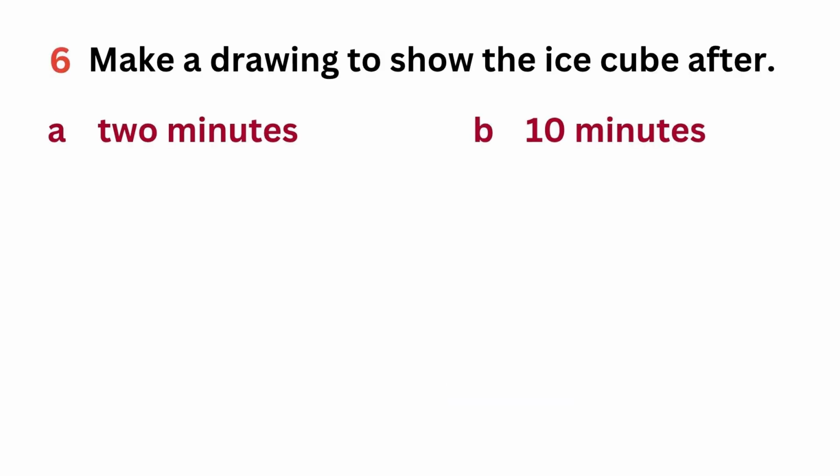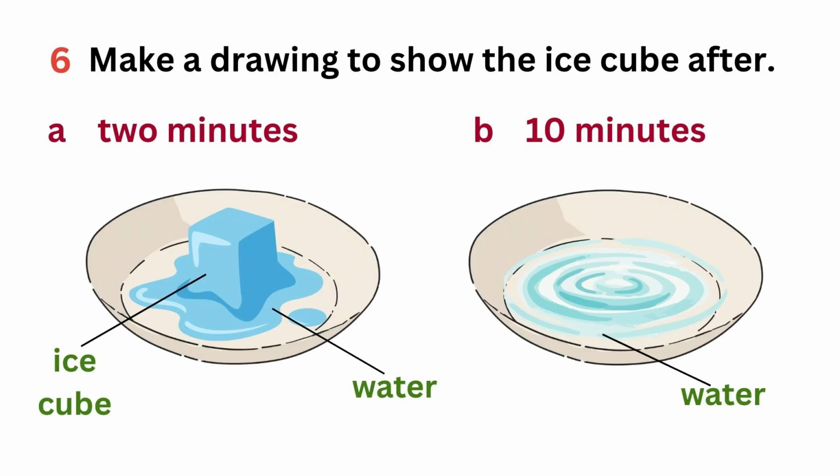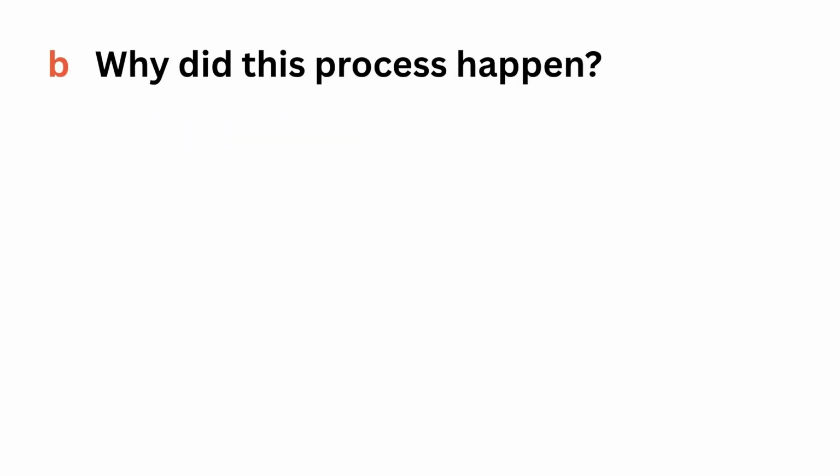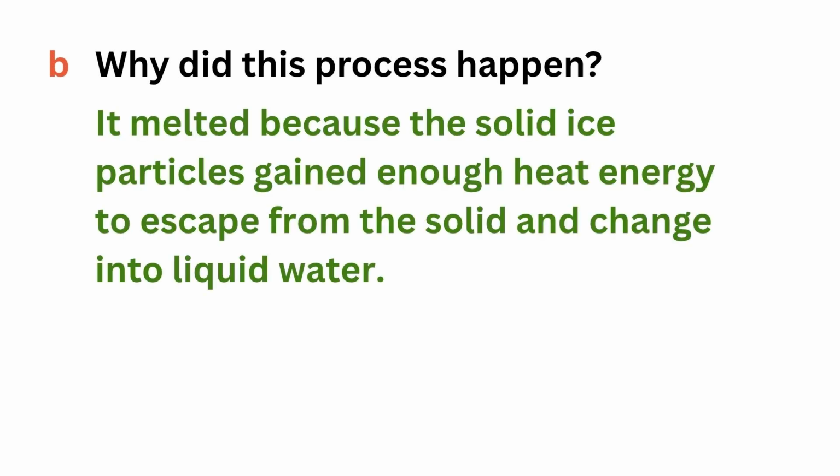Practice. Aaron put a block of ice on the saucer. Question 6. Make a drawing to show the ice cube after A. 2 minutes, B. 10 minutes. Question 7a. What has happened to the ice? It has melted. Question B. Why did this process happen? It melted because the solid ice particles gain enough heat energy to escape from the solid and change into liquid water.